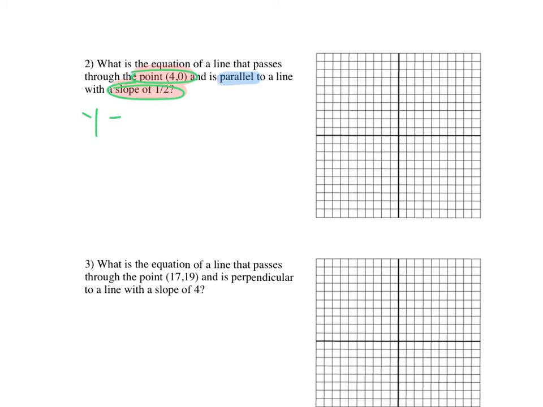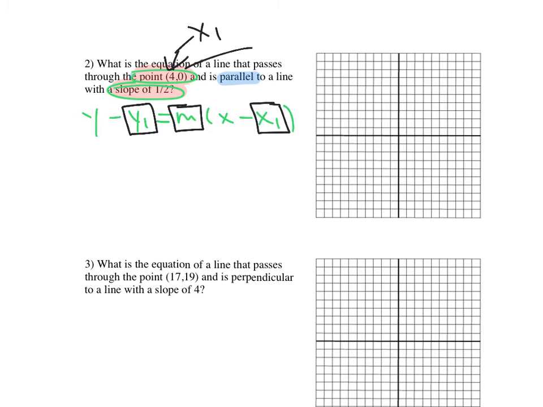Again, our equation is y minus y1 equals m times x minus x1. I'm actually going to box these because these are the things that we fill in. Okay, so we have the point. So there's my x1 and there's my y1. So my x1 is 4, my y1 is 0, and my slope is 1/2. All right, so let's start to fill it in.